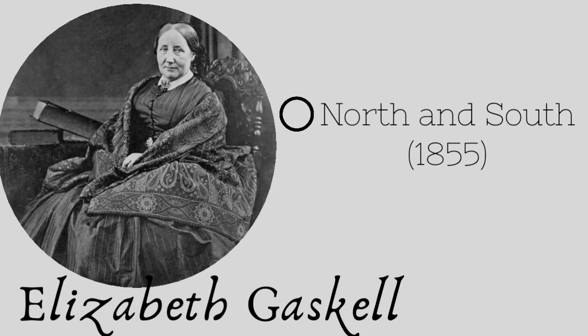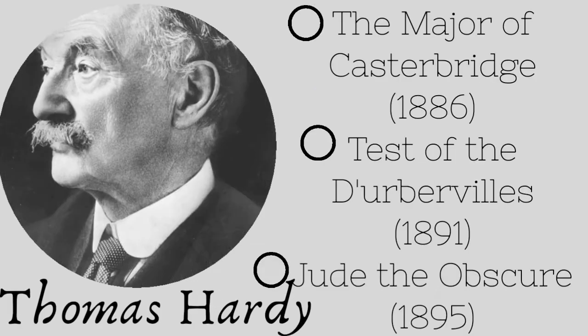Next, Elizabeth Gaskell. Elizabeth was an English novelist, biographer, and short story writer. Elizabeth's popular novel is North and South, 1854 until 1855. And the last is Thomas Hardy. Thomas was an English novelist, poet, and short story writer. Thomas wrote many novels, but there are three novels that are so popular, called The Mayor of Casterbridge, 1889, Tess of the D'Urbervilles, 1891, and Jude the Obscure, 1895.